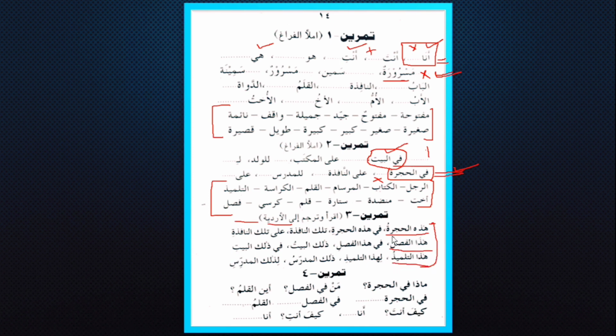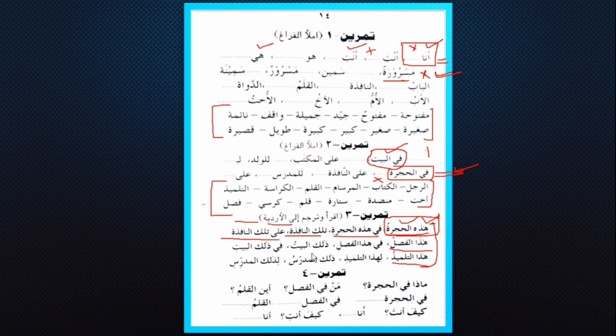So hazihil hujratu means this room. This is ismu ishara, and al hujratu is musharun ilay. This combination is known as demonstrative phrase. The combination of ismu ishara and musharun ilay means this room. Then fi hazihil hujrati means in this room. Tilkan nafizatu, that window. Ala tilkan nafizati, on that window. Hazal faslu, this class. Fi hazal fasli, in this class.